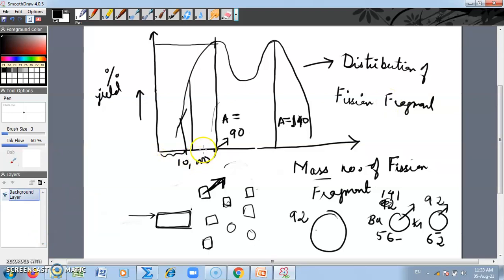Actually this range is from 85 to 104, and the next peak is from about 95 to 140. So you see you have peaks like this. It means it's like this. So this is about fission fragments.